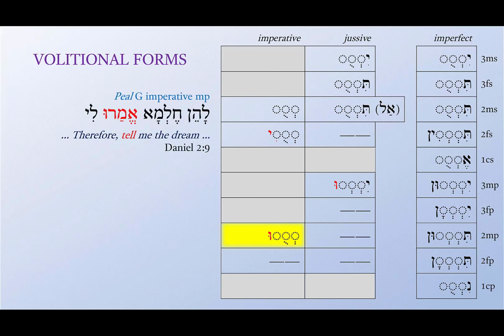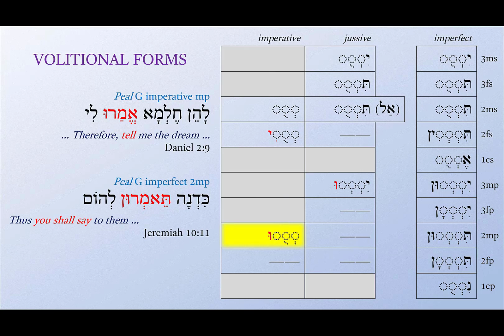So look at this. Here's the pa'al imperative masculine plural. Therefore, tell me the dream. If it were imperfect second masculine plural, there would be a nun at the end, as well as, of course, the tav prefix. And so here you can see those for the pa'al imperfect second masculine plural of the aleph mem resh root. Thus you shall say to them. So we see the tav prefix, we see shureq vav nun suffix instead of shureq vav alone in the imperative.